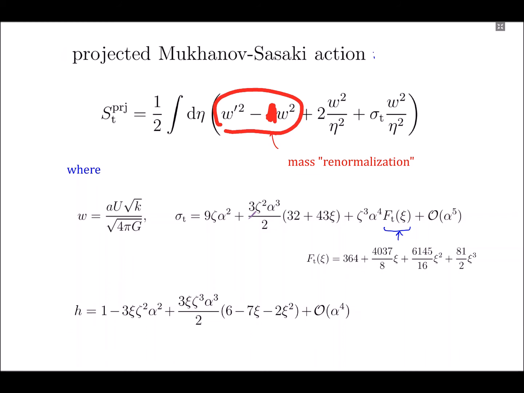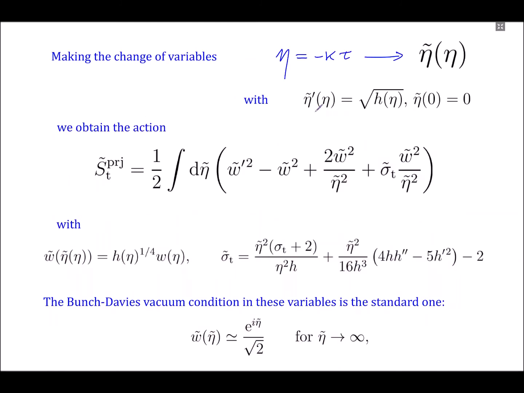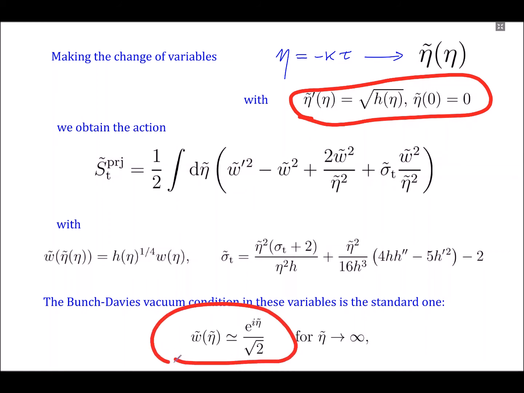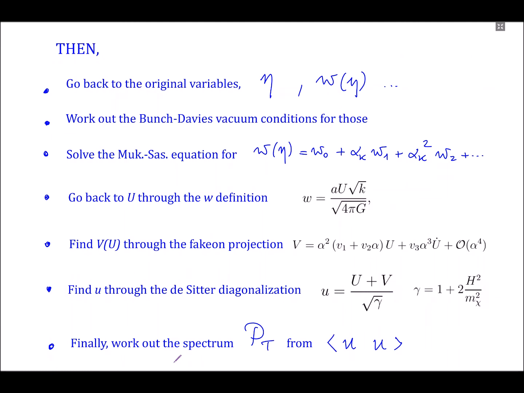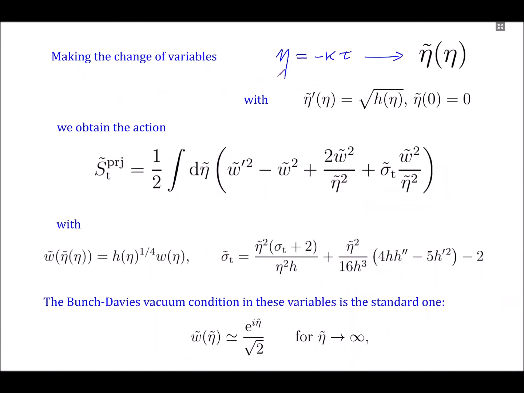So this is something that you can eliminate with a change of variables. No reason to worry about. With a certain change you change the conformal time in a way to make it disappear, and then the Bunch-Davies vacuum condition in the new variables is okay. Straightforward.